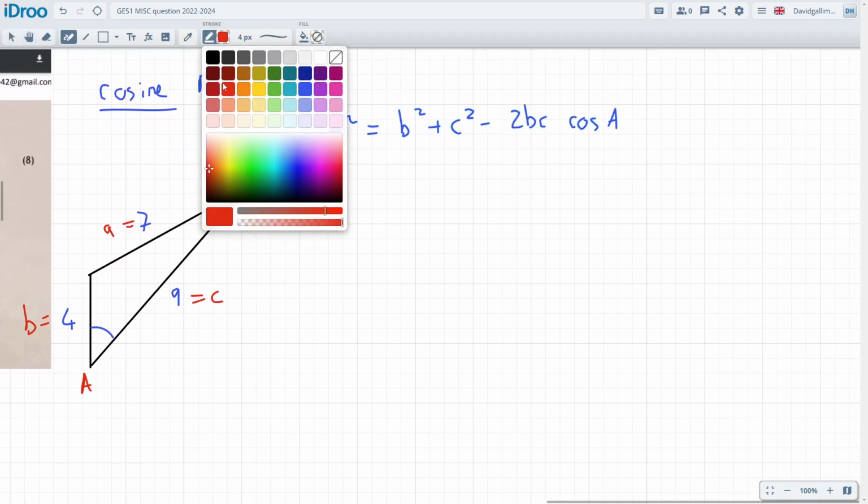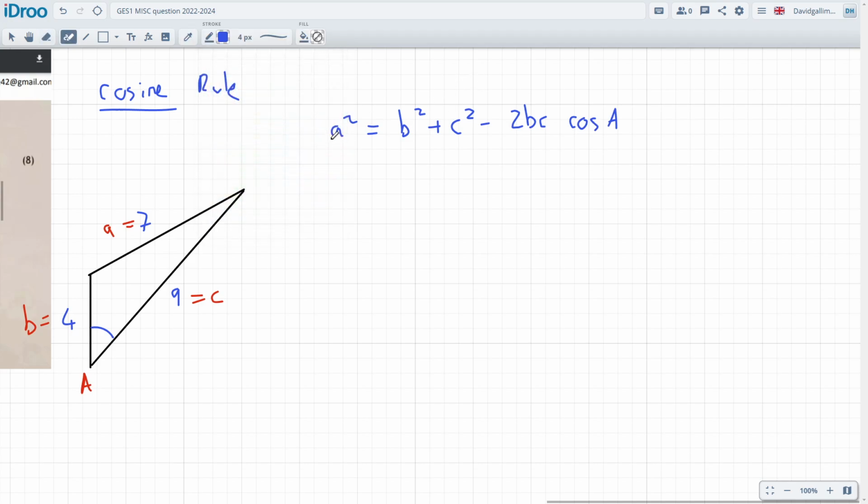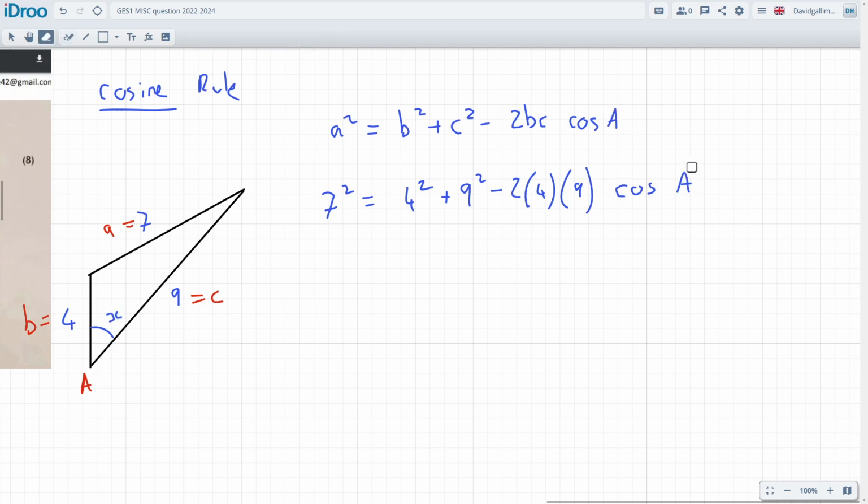Okay, so let's give this a go. Let's see, a squared is going to be that 7, so 7 squared is equal to b squared, which will be 4 squared, plus the 9 squared minus the 2 times 4 times 9, because that's the BC, and then cosine of A. And this is what we're trying to solve for. I could leave it as A, I suppose. I would normally put this as an X and call this an X. So let's do that. I'm always solving for X. It saves me having to look for other letters.